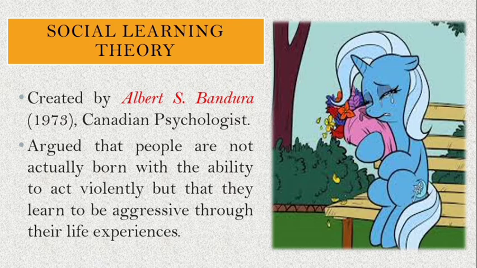Halimbawa, sa isang pamilya, patuloy na habang bata pa nakikita ng anak na lalaki na sinasaktan lang ng tatay niya ang nanay niya. Ngayon, paglaki niya or pag nagkaroon siya ng asawa, nagkapamilya, alam niya sa sarili niya na okay lang masaktan ang asawa kasi yun yung nature na nakita niya sa family niya. And that is social learning theory.